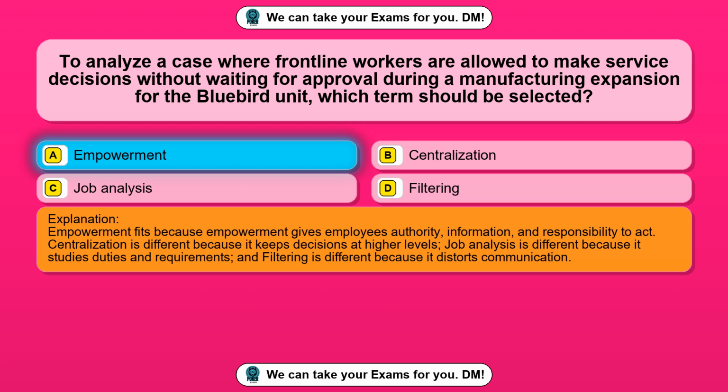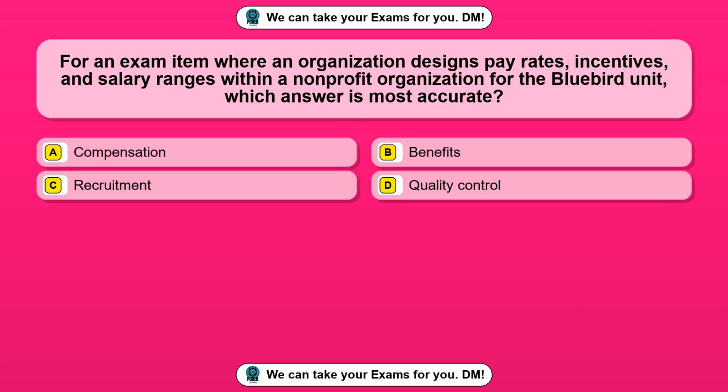Centralization is different because it keeps decisions at higher levels. Job analysis is different because it studies duties and requirements, and filtering is different because it distorts communication. Question 25. For an exam item where an organization designs pay rates, incentives, and salary ranges within a nonprofit organization for the Bluebird unit, which answer is most accurate?